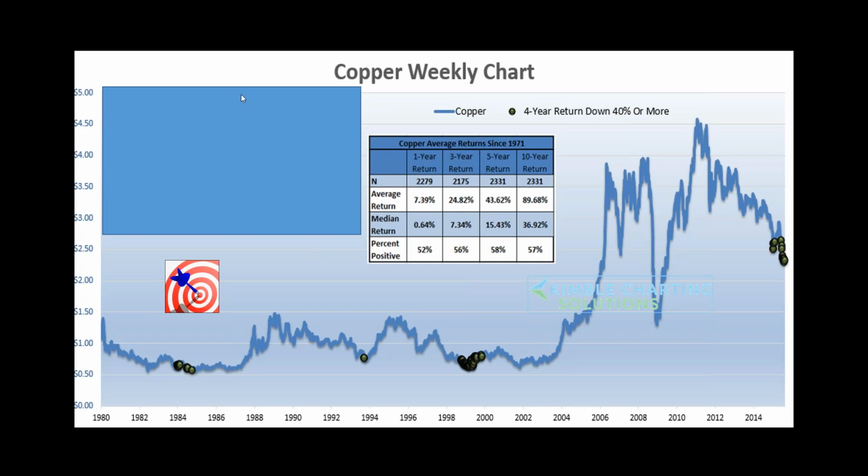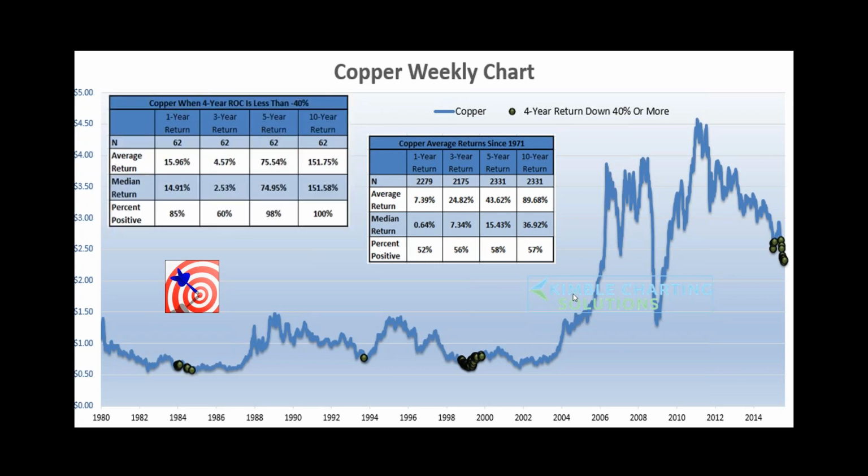But let's think back to that blindfold. When you put that blindfold on and throw that random dart, let's say you throw your dart and you hit one of those green circles. Those green circles signify a 4-year return down 40% or more. If you were to hit one of those green dots, look at those returns. A year later, copper is up about 16% on average, about double the return.